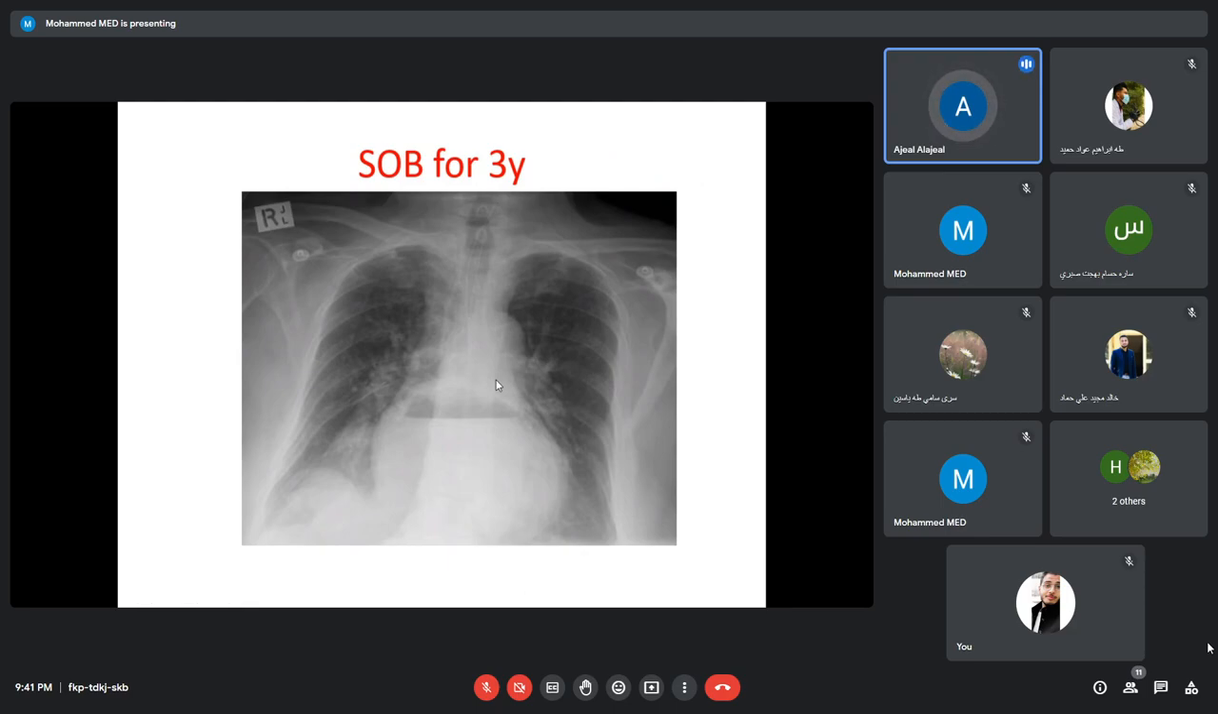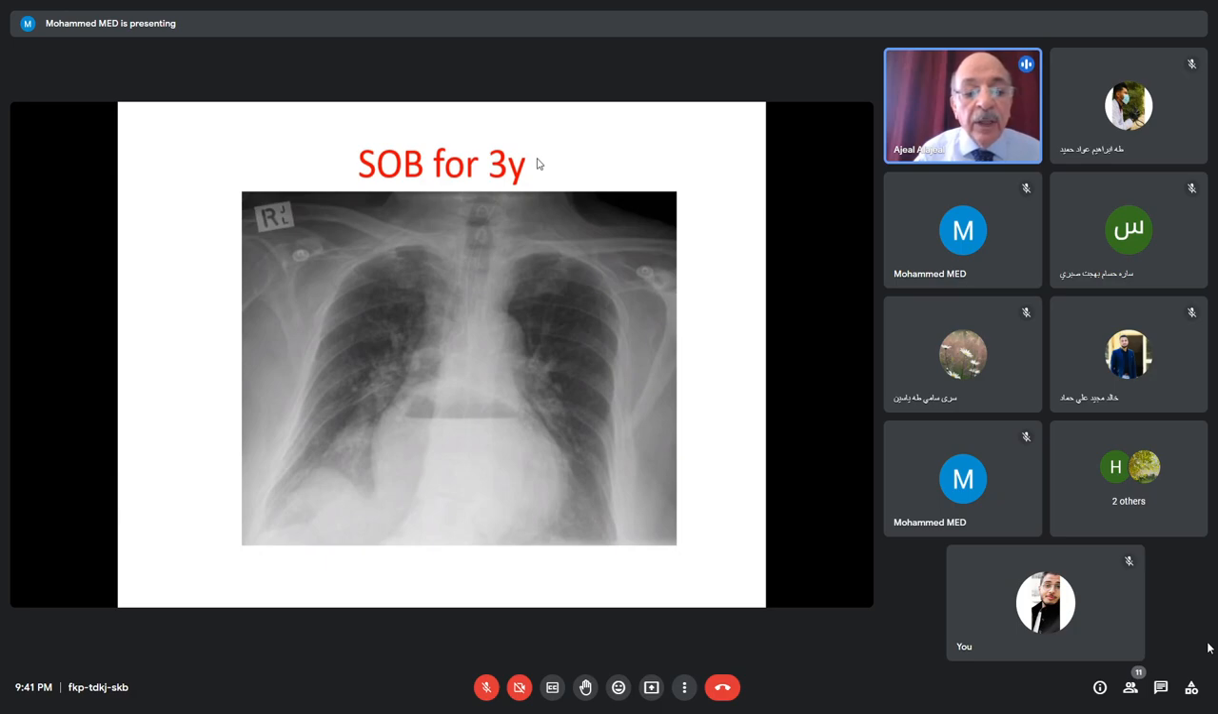This is an important slide as well. This patient complained of shortness of breath for 3 years. Actually, I have seen this patient in Prince Hamza Hospital, Amman. And believe it or not, this patient was admitted 4 times before I saw him. Each time admitted with shortness of breath, they give him diuretics and they send him home.